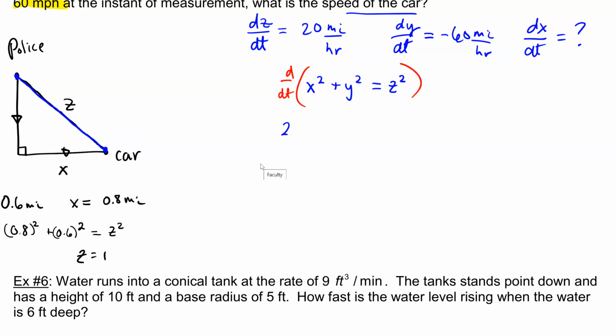So this is going to be 2 times x times dx/dt. Chain rule. The derivative of y squared is 2y times the fact that y itself is a function of time. Wait, I'm a little lost. We're taking the derivative with respect to time. Why do we use this? Because that relates x, y, and z. Because we have a right triangle, and that's how we can relate them. It's the only equation we know for sure.